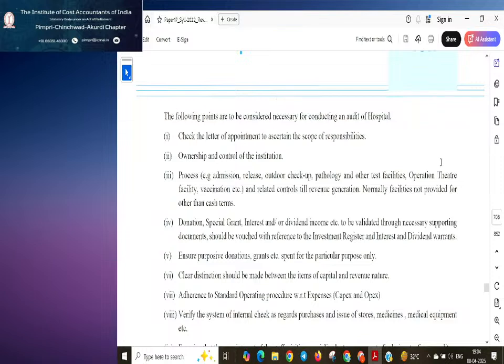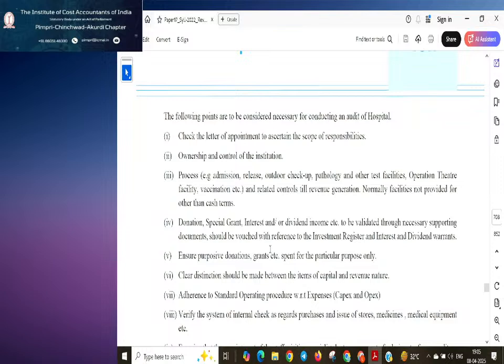It should be validated through necessary supporting documents, and it should be vouched with reference to the investment register and interest and dividend warrants. So this is a line of income which is different from the usual income the hospital gets. So that is why we should be very careful about this. Ensure purposive donations, grants, etc. are spent for the particular purpose only.